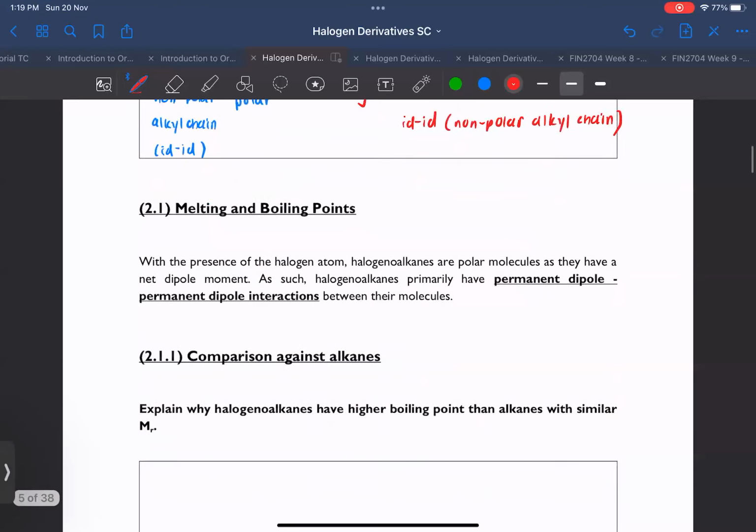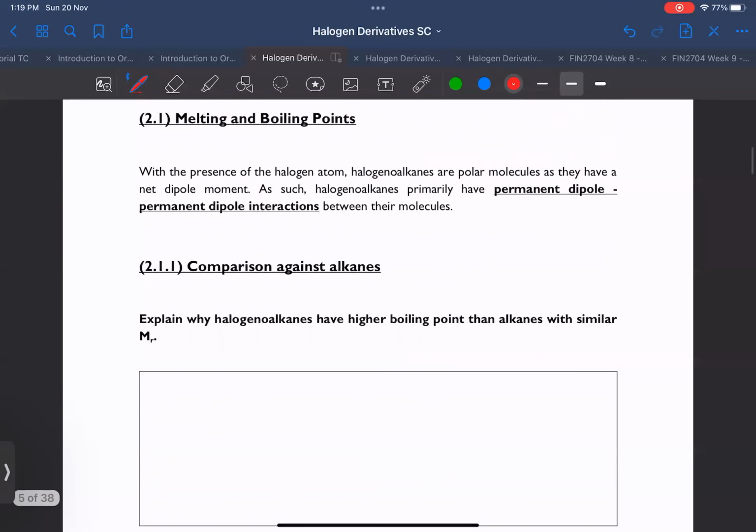First one: explain why halogenoalkanes have a higher boiling point than alkanes. But first of all, highlight these few words, similar Mr. Let's break down what this means. What does it mean when the question says with similar Mr? What are we unable to compare? There's something we cannot compare if they specify this. What can we not compare? Any guesses?